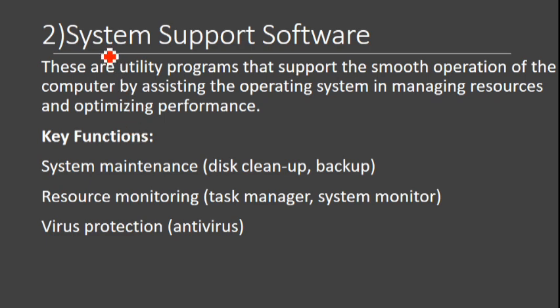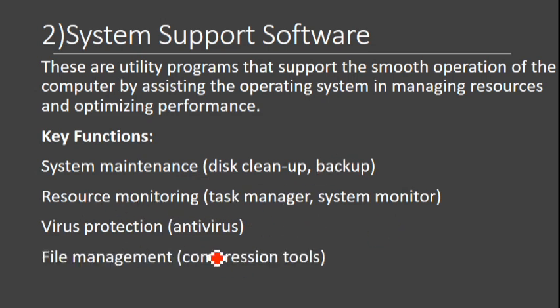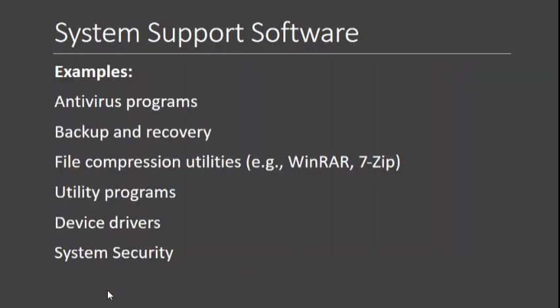What are the key functions of system support software? System maintenance, meaning disk cleanup and data backup; resource monitoring like task manager and system monitor; virus protection, antivirus protection; file management and disk management. Some examples of system support software are antivirus programs, backup and recovery, file compression utilities, utility programs, device drivers, and system security. These are the software which support running the system or computer smoothly.